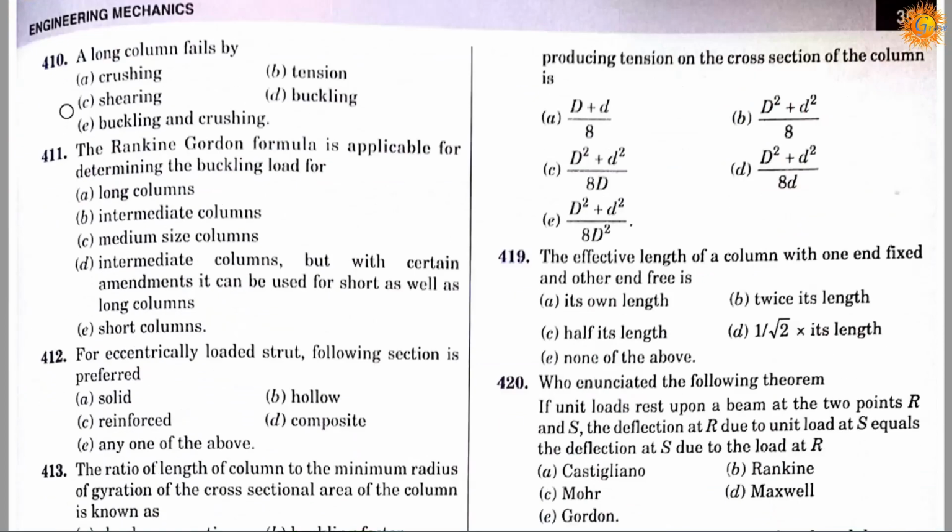Question number 410. A long column fails by: option A, crushing; option B, tension; option C, shearing; option D, buckling; option E, buckling and crushing. The correct answer is D, because of buckling.